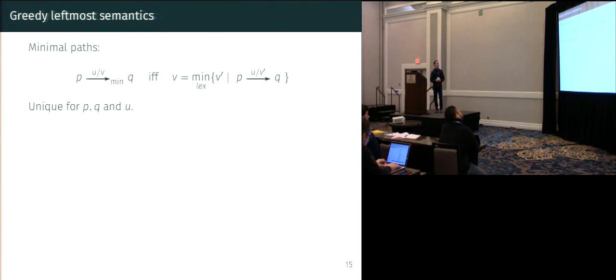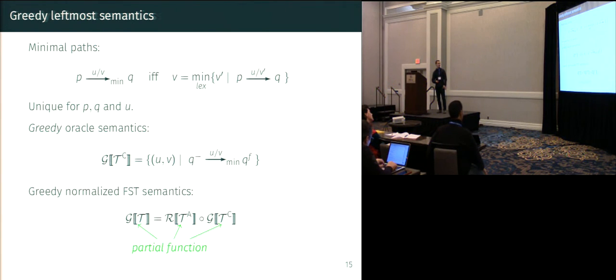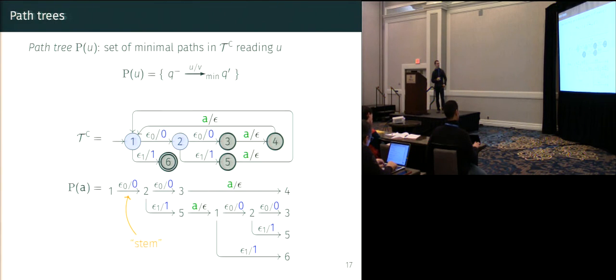To define agreed leftmost semantics for oracles, we introduce the notion of minimal paths, where we say that a path between two states P and Q is minimal if the output of the path, which is a code, is the lexicographically minimal code of all outputs that read the same input string. And such a path is unique for any choice of P and Q and input string U. So if we define the agreed oracle semantics by only considering the minimal paths, by uniqueness this is a partial function, and we get a partial function semantics for transducers, which are the greedy semantics that we want to compute. So we can do this in a streaming fashion by evaluating the oracle transducer in a streaming fashion with the greedy semantics.